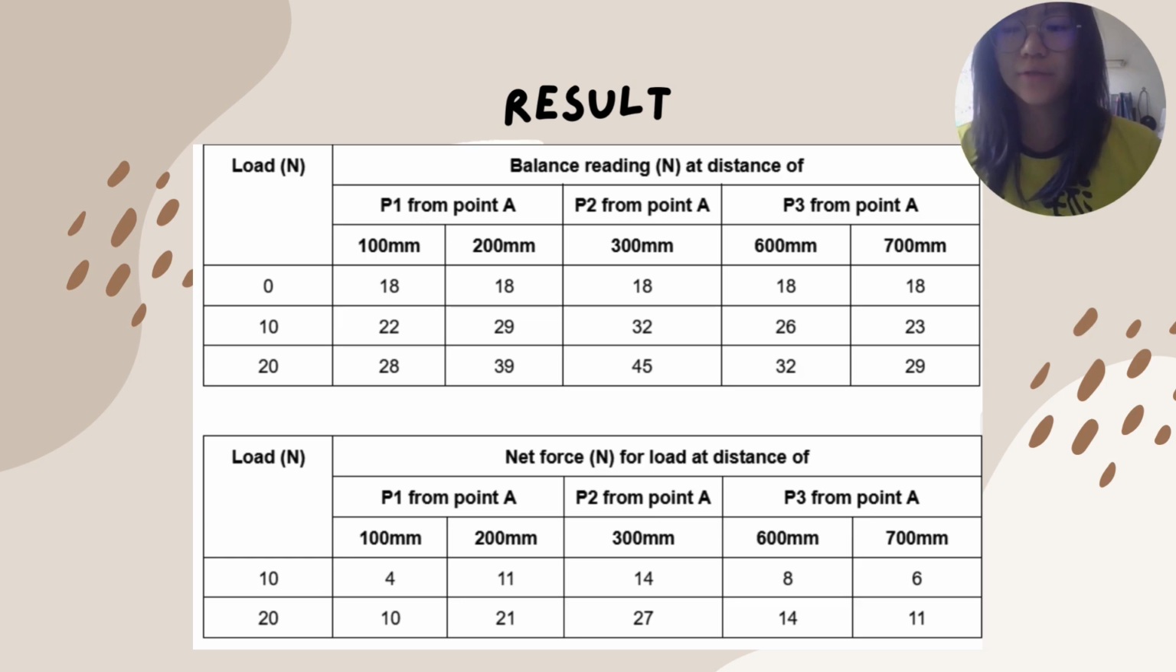Result. The table below shows the balance reading at distance of 100 mm, 200 mm, P1 from point A, 300 mm, P2 from point A, and 600 mm and 700 mm, P3 from point A, with three different loads, which are 0 Newton, 10 Newton, and 20 Newton. To get the net force for load at distance of each point, we will minus the value we get from 10 Newton and 20 Newton minus the value we get from the 0 Newton.